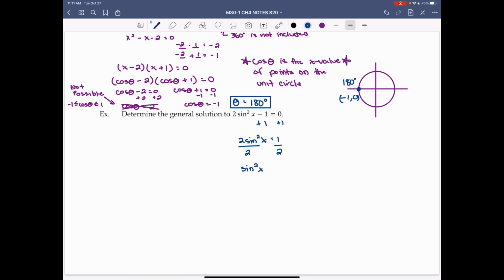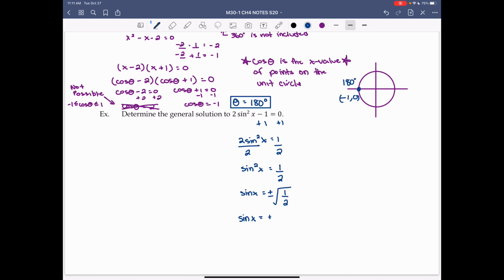Sine squared x equals 1/2. Square root both sides. We get sine x equals the positive negative square root of 1/2. Again, plus minus because we don't know if sine x started as a positive, got squared and is still a positive, or started as a negative, got squared and then became a positive. So we have to look at both possibilities.